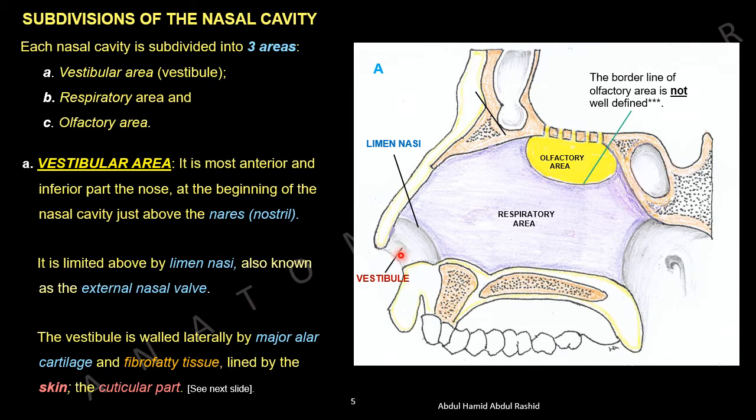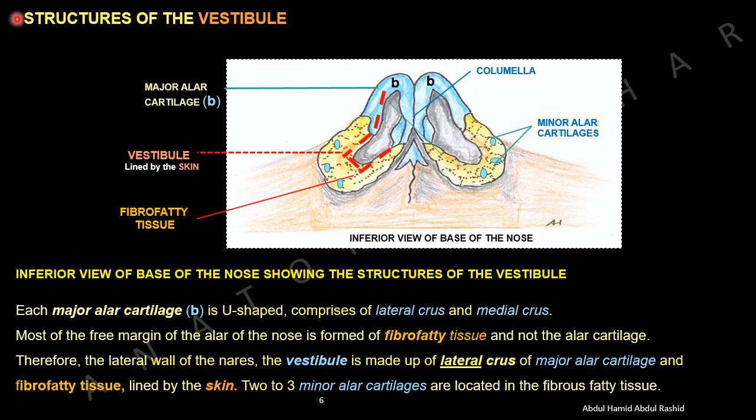It is limited above by the limen nasi, this is the one, also known as the external nasal valve. The vestibule is walled laterally by major alar cartilage and fibrofatty tissue lined by the skin, the cuticular part. Structures of the vestibule. We are looking at the base of the nose from below, showing the structures of the vestibule. This is the vestibule.